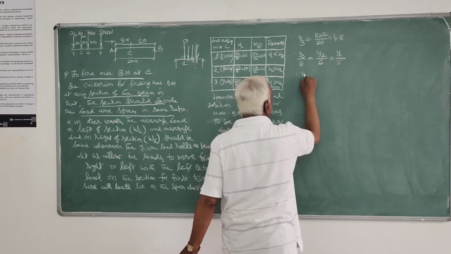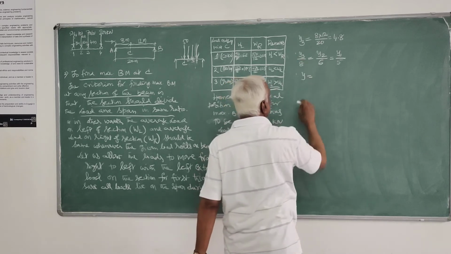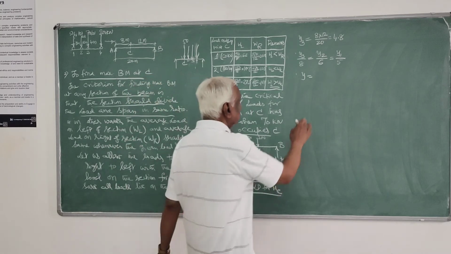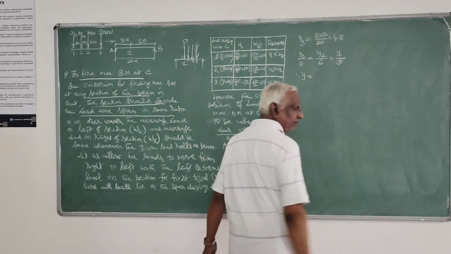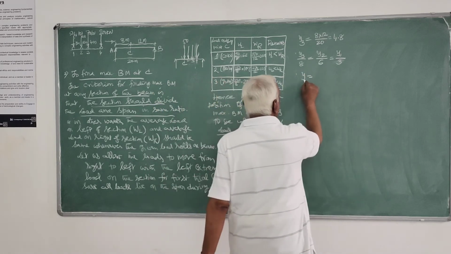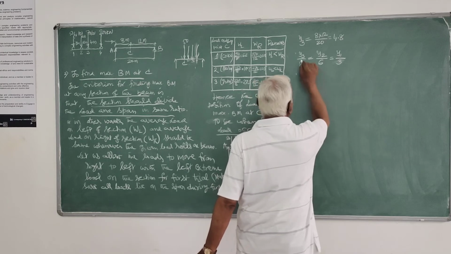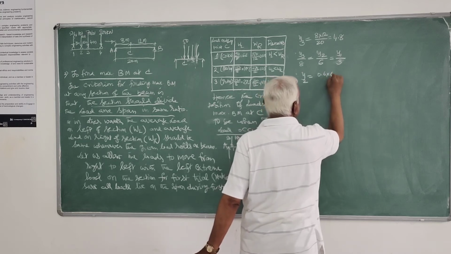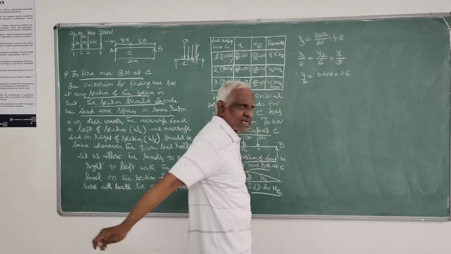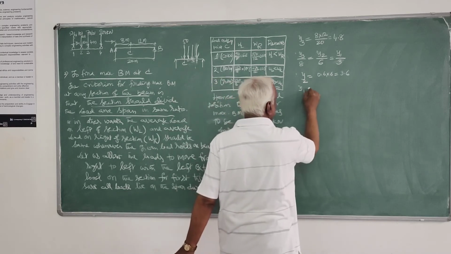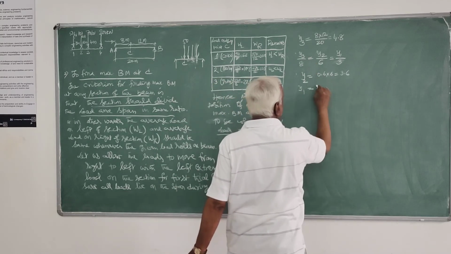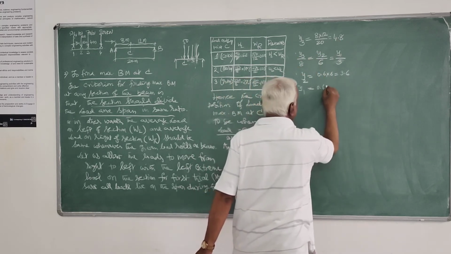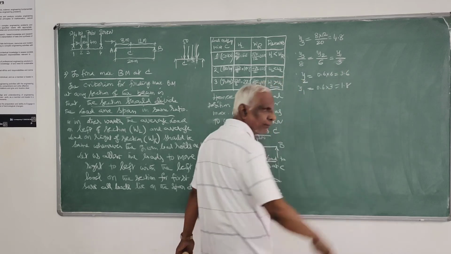Sorry, Y1 divided by 8 minus 5. 8 minus 5, 3. Yes, correct. So therefore, Y2 is equal to, Y3 is 4.8 divided by 8, that is 0.6 into 6, that is 3.6. And similarly, Y1 is equal to 4.8, your Y3, divided by 8, that is 0.6 into 3, that is 1.8.